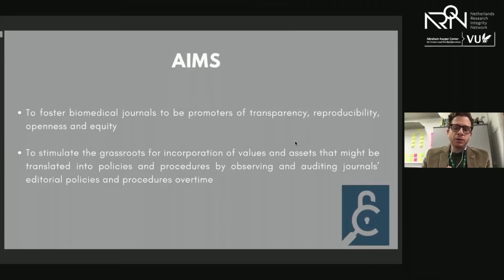So the aim of the Biomedical Observatory of Journals is to foster and promote transparency, reproducibility, openness, and equity across all of the biomedical literature. We aim to stimulate the grassroots incorporation of the values and assets that might be translated into the policies and procedures we observe. We need to audit and provide feedback to the journals, and also to provide what we call ostensible surveillance that might be a solution, as well as educational initiatives, of course, which are the basis of the whole thing.